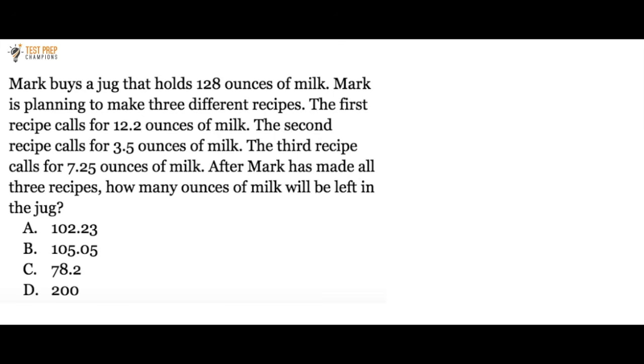Mark buys a jug that holds 128 ounces of milk. Mark is planning to make 3 different recipes. The first recipe calls for 12.2 ounces of milk. The second recipe calls for 3.5 ounces of milk. The third recipe calls for 7.25 ounces of milk. After Mark has made all 3 recipes, how many ounces of milk will be left in the jug? Is it A, B, C, or D?